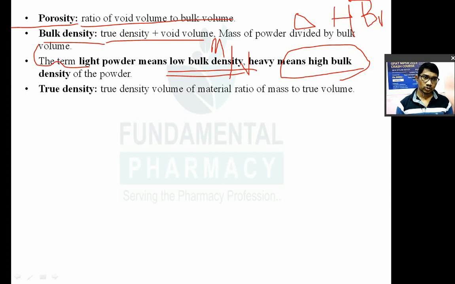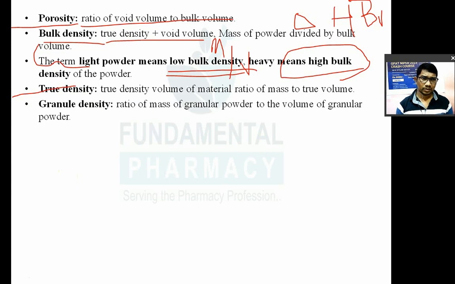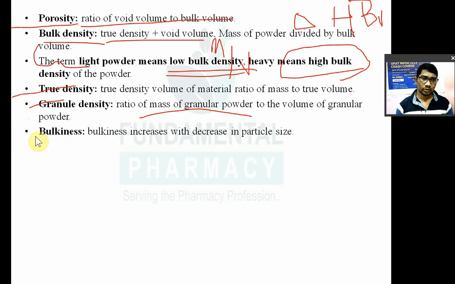What is true density? True density is the mass of material divided by its true volume. And what is granular density? It is the mass of granular powder divided by the volume of the granules, simply mass divided by volume. Now what is bulkiness? Bulkiness will increase with the decrease in the particle size.